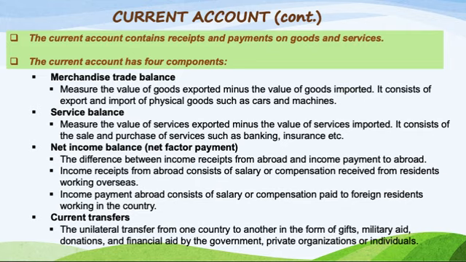The third one is net income balance. Net income balance ataupun net factor payment. Yang ini berkaitan dengan the difference between income received from abroad and income payment to abroad. Income received from abroad consists of salary or compensation received by residents working overseas, whereby income payment abroad consists of salary or compensation paid to foreign residents working in the country.